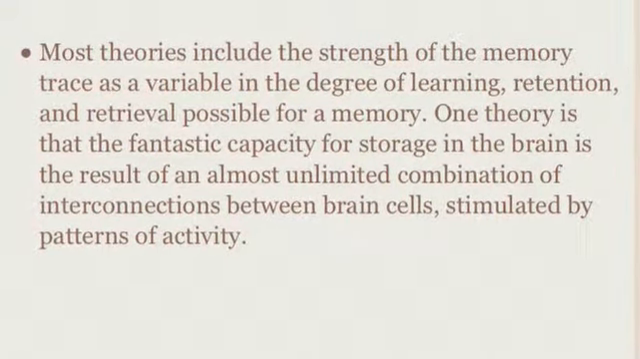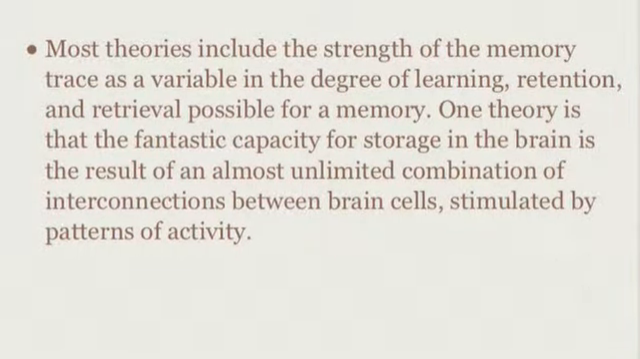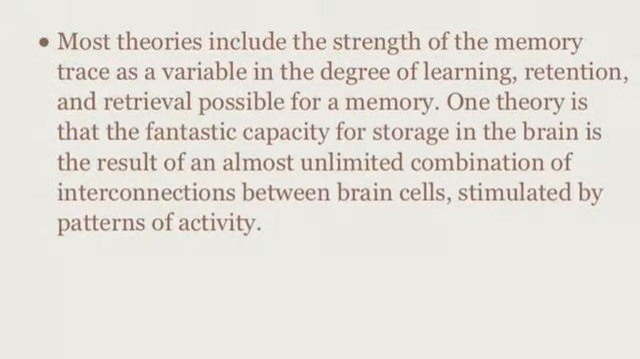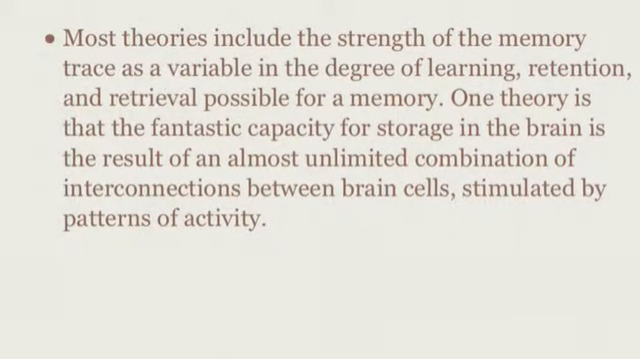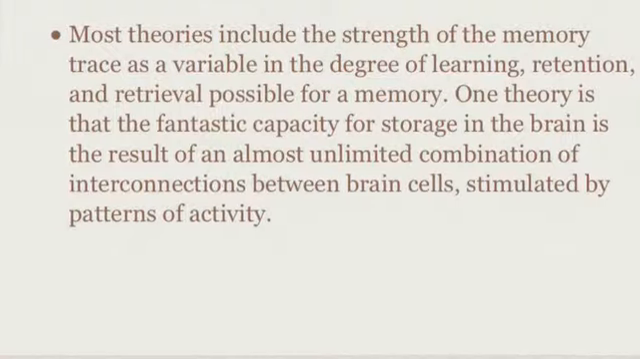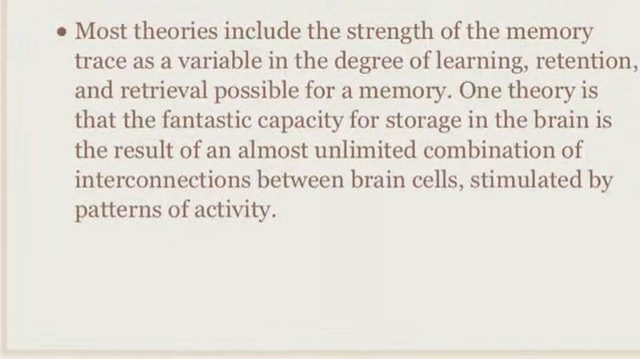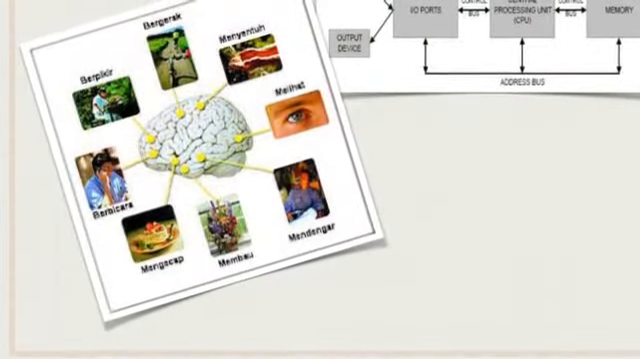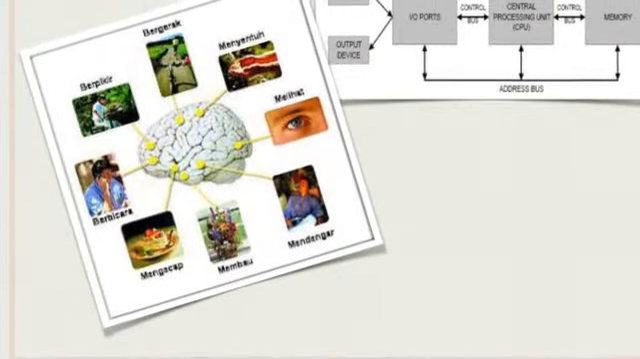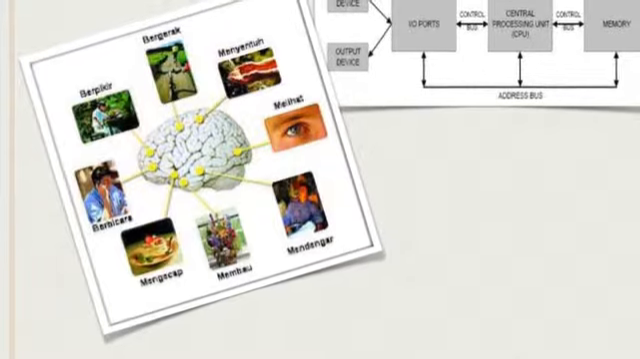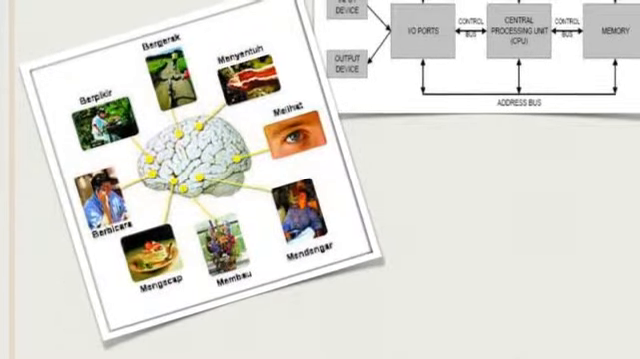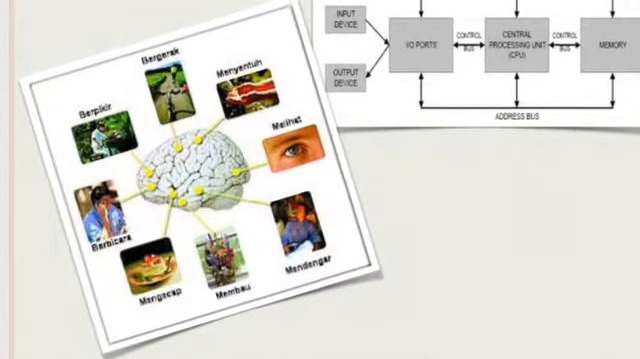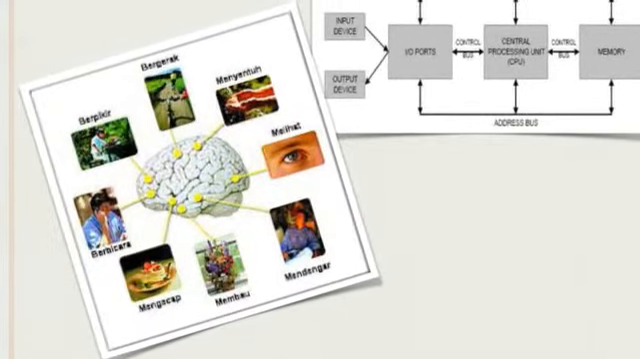One theory is that the fantastic capacity for storage in the brain is the result of an almost unlimited combination of interconnection between brain cells, stimulated by patterns of activity. Assumed to have been made by structural change in the brain, the memory trace is not subject to direct observation, but is rather a theoretical construct that is used to speculate about how information presented at a particular time can cause performance at a later time.